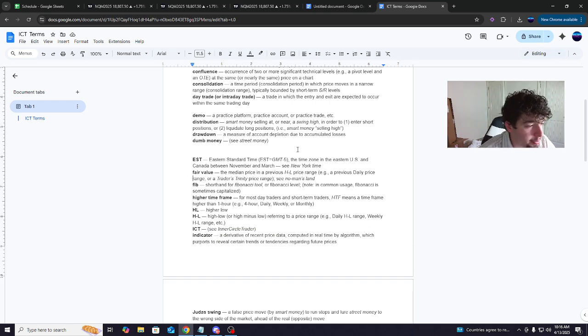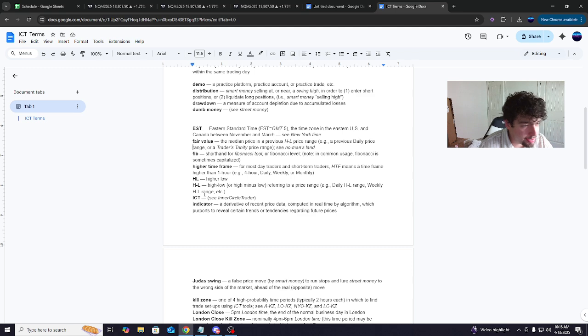Next we have higher time frame. Higher time frame is usually anything above the 1 hour, so the 1 hour, 4 hour, daily, weekly, monthly, etc. HL is high or low, and then the H-L is high low. ICT, obviously, inner circle trader.